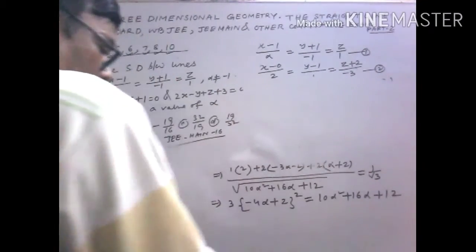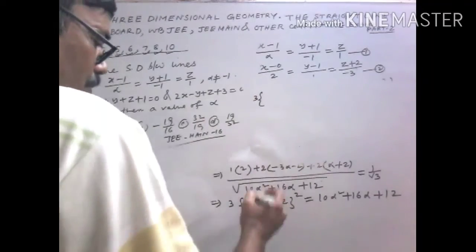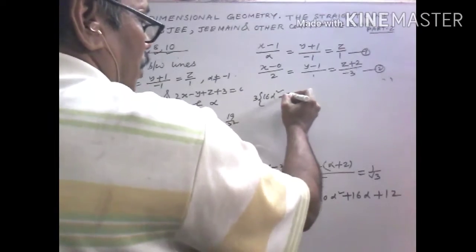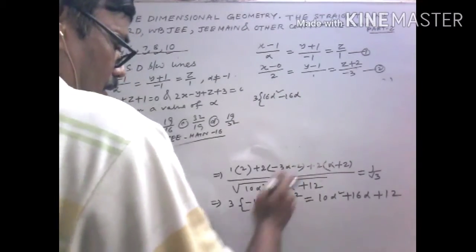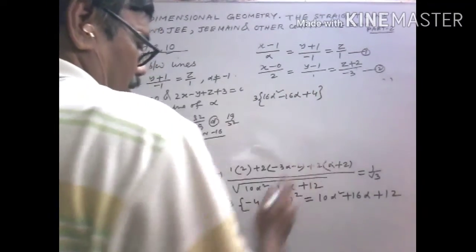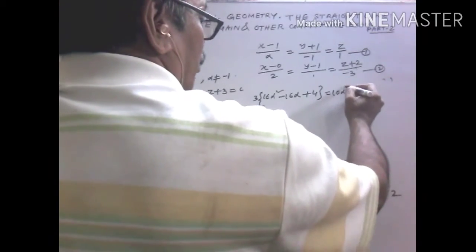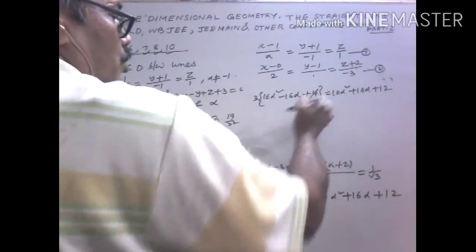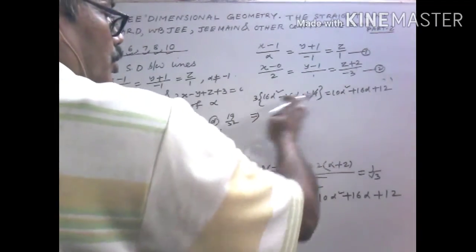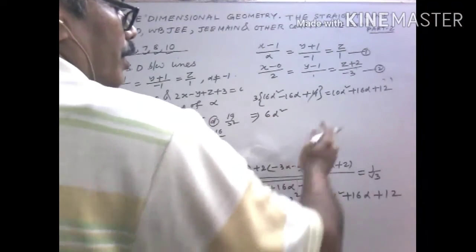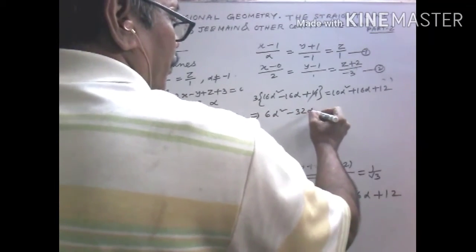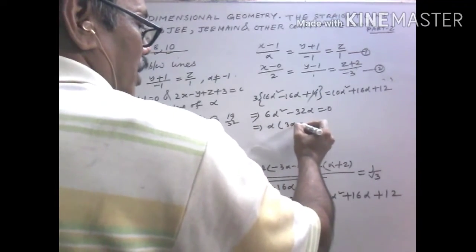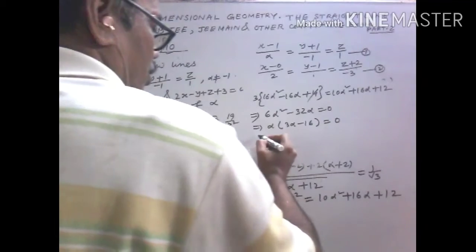Now, 3 into the expansion of this: 16 alpha square minus 16 alpha plus 4 equals 10 alpha square plus 16 alpha plus 12. So 3 into 4, 12 is cancelled out. So 6 alpha square minus 32 alpha equals 0. So alpha into 3 alpha minus 16 equals 0.